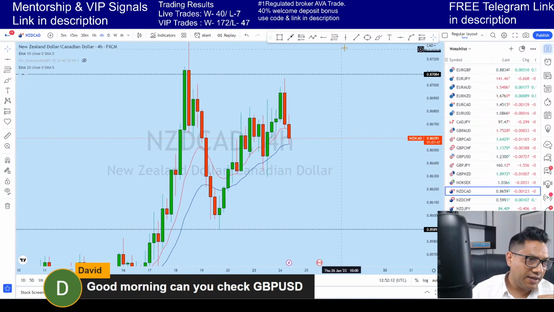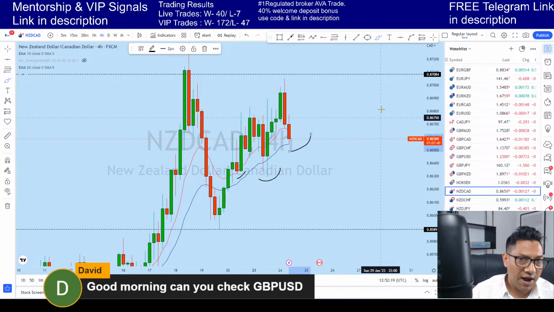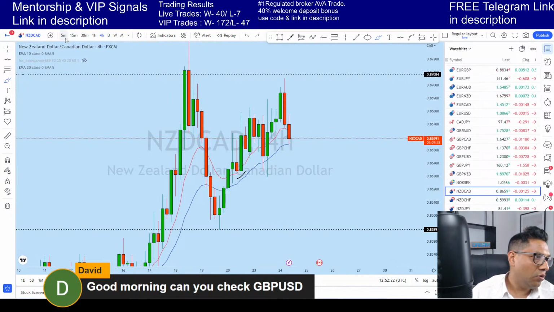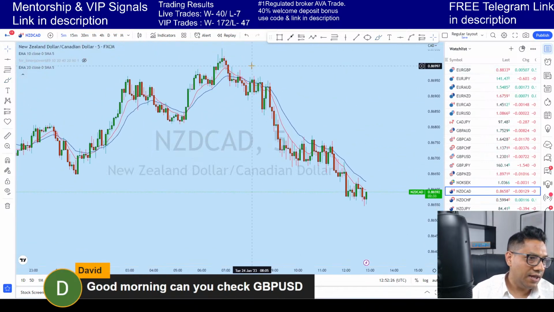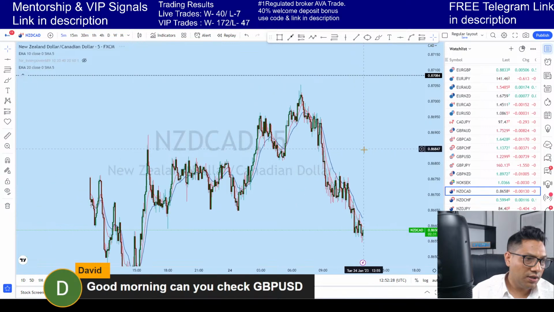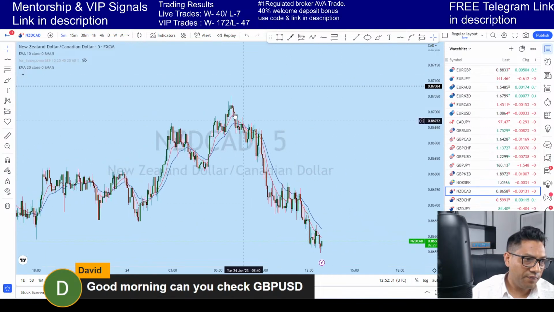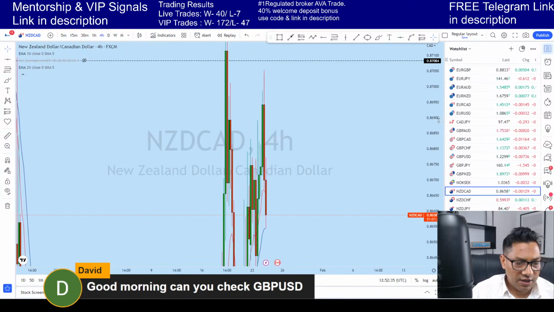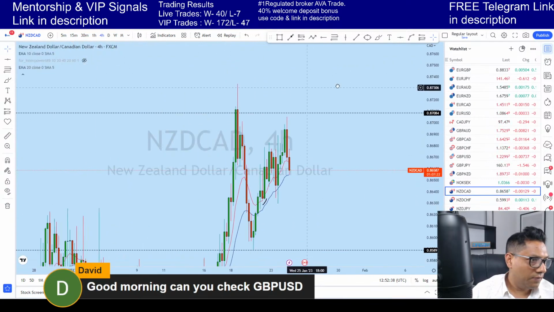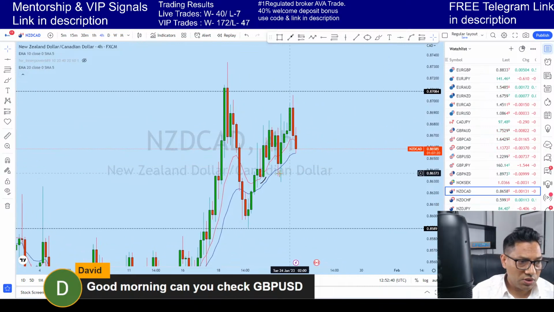So NZD CAD, as you can see, the trend is clear on a bit higher time frame, not in 5 minutes. If you look at 5 minutes, you'll see a big downtrend after this head and shoulders. That's fine. If you are trading on 5 minutes, I will say short it from here. But if you're trading on 4 hour or 1 hour, I will say that you have to look at the higher time frame trend.